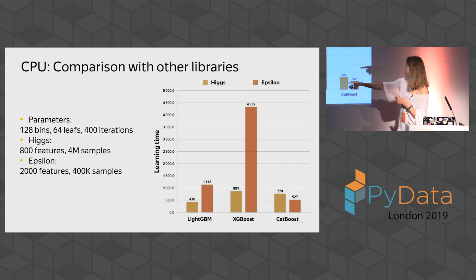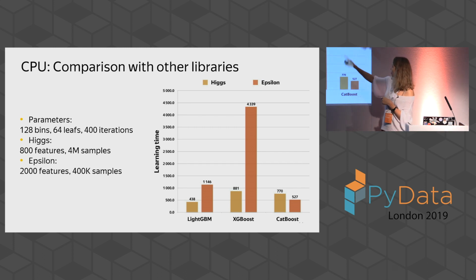And those are three libraries, and here is the learning time. And those are two datasets. So on Higgs, CatBoost is the fastest one. And on Epsilon, CatBoost is the fastest one. And on Higgs, LightGBM is the fastest one. So yeah, it will depend on the data set if you are talking about CPU speed.